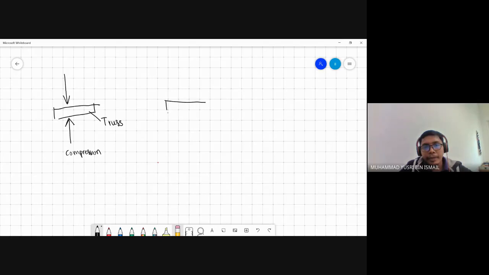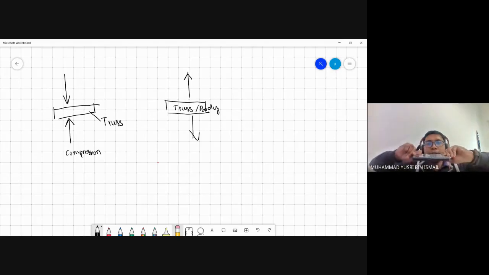For tension, this is a truss or a body. If tension acts on this truss or body, then dia akan meregang. It is just like you are pulling the truss or the body. So the forces will be leaving the body, so we can say it in that way.